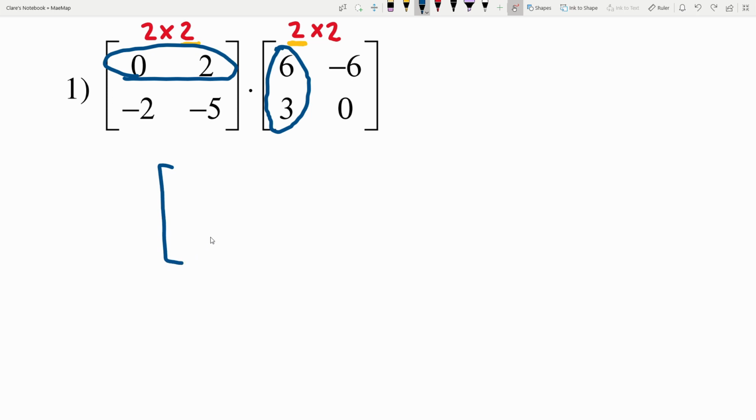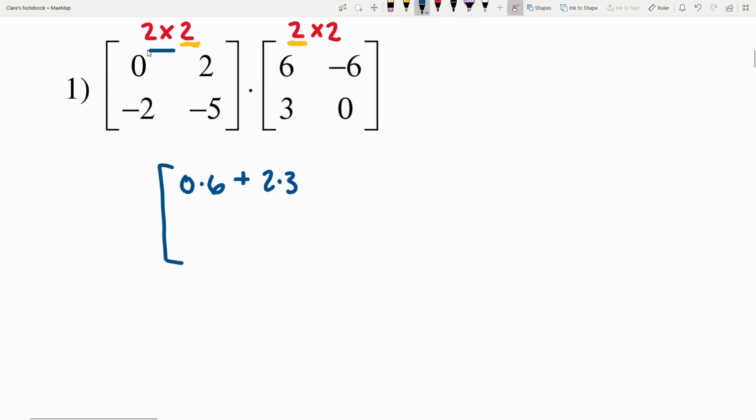So now let's go over the dot product. We're just going to take the first number in the row that we're on and the first number in our column and multiply those together. So we'll have 0 times 6, and then we'll add that to the second number in our row times the second number in our column, so we're going to add 2 times 3. And that's the result of our first row, first column.